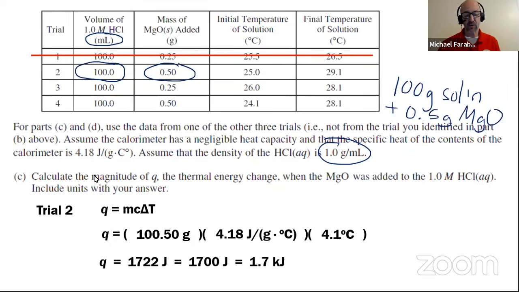Notice that this is Q and not delta H. So I'm not worried about the sign being positive or negative. It's just the magnitude of heat. And again, this is heat released because the surroundings are getting warmer. When the temperature goes up, that's an exothermic process.